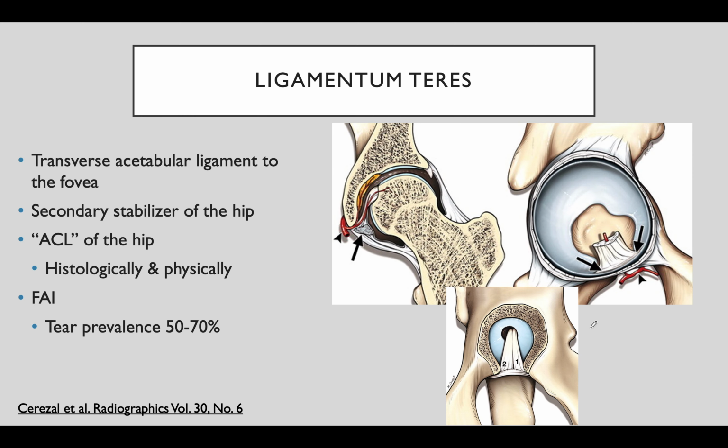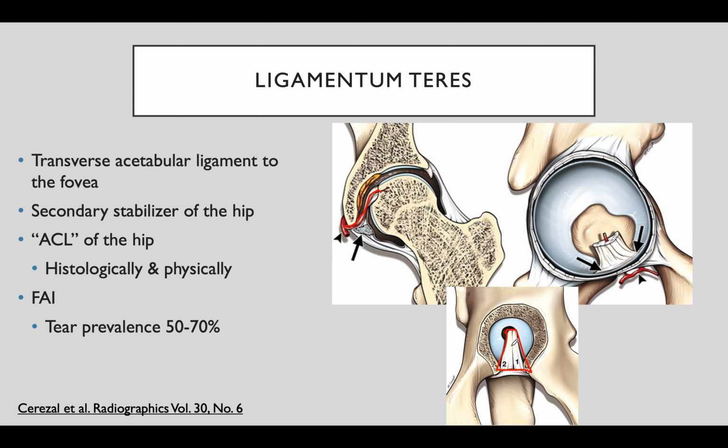After the labrum, the next thing we move our attention to is the ligamentum teres. The ligamentum teres is essentially a band of tissue that extends from the inferior sort of defect in the labrum to the center of the fovea. And this is the ligamentum teres here. And it has an anterior and posterior band, so you can see it over here as this little triangular structure. And it is by some people considered to be the ACL of the hip.